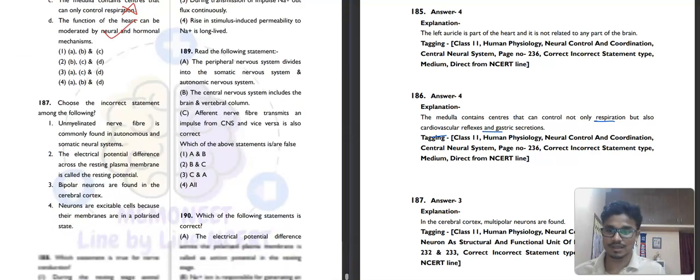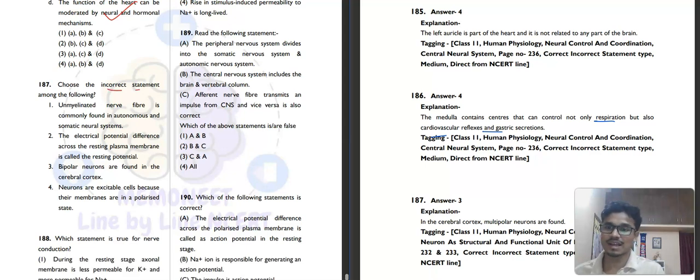Then question number 187. Choose the incorrect statement among the following. We need to find the incorrect statement. Unmyelinated nerve fiber is commonly found in autonomous and somatic neural system, correct. The electrical potential difference across the resting plasma membrane is called resting potential, correct. And bipolar neurons are found in the cerebral cortex. No, in the cerebral cortex, multipolar neurons are found. This is not correct. Neurons are excitable cells because the membranes are in the polarized state, correct. So the third option is your correct answer.